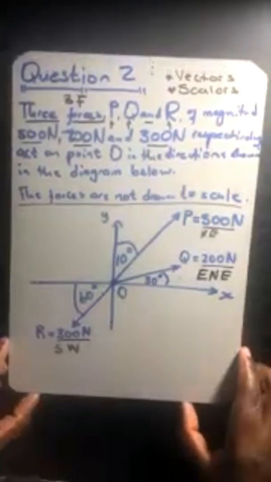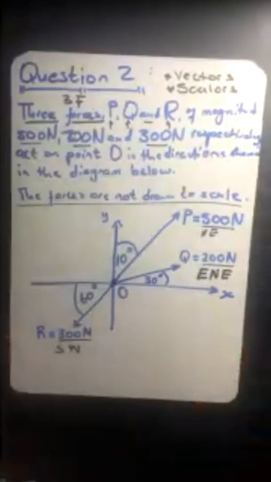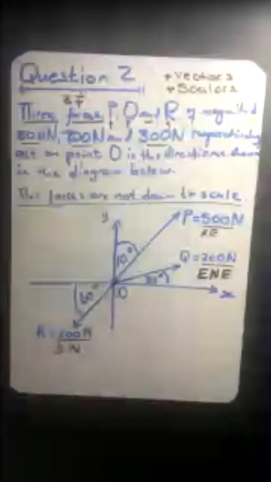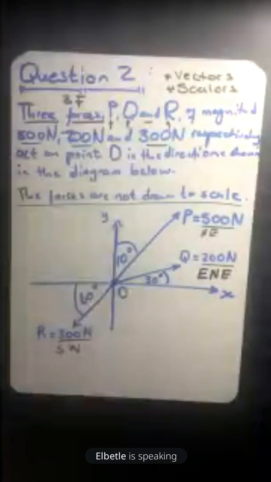Okay, so let's see, we still have that. What is the first question saying? Is there someone who can read the first question there? Anyone? Yeah, so let me read it. It says refer to the information in the diagram above and give a reason why forces P, Q, and R are classified as vectors.